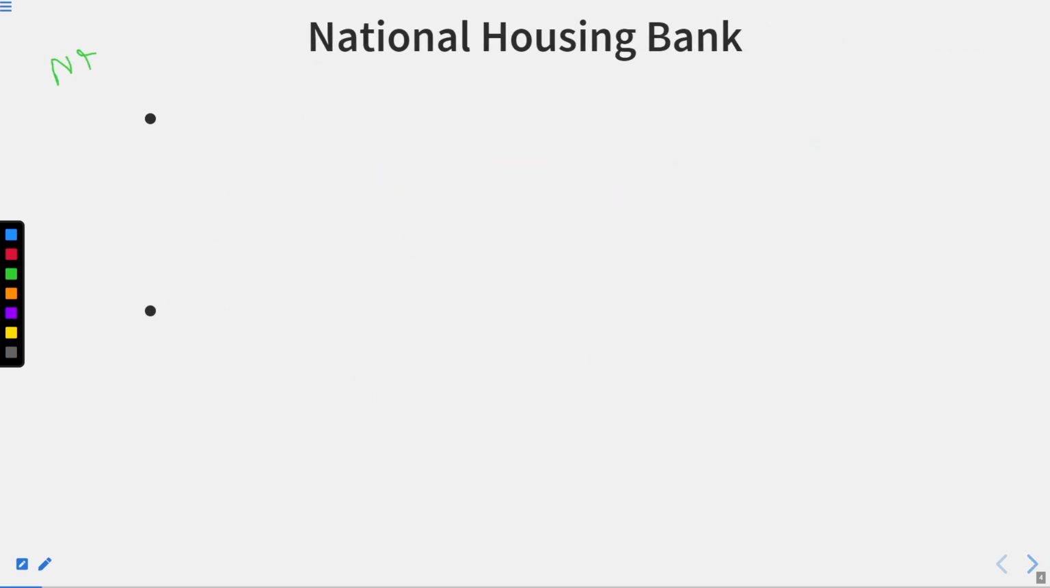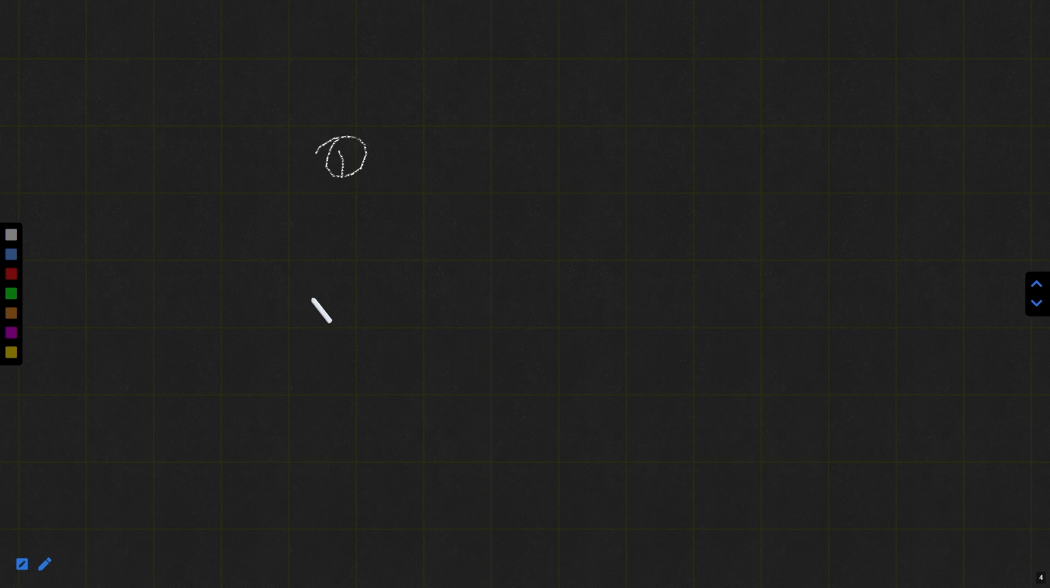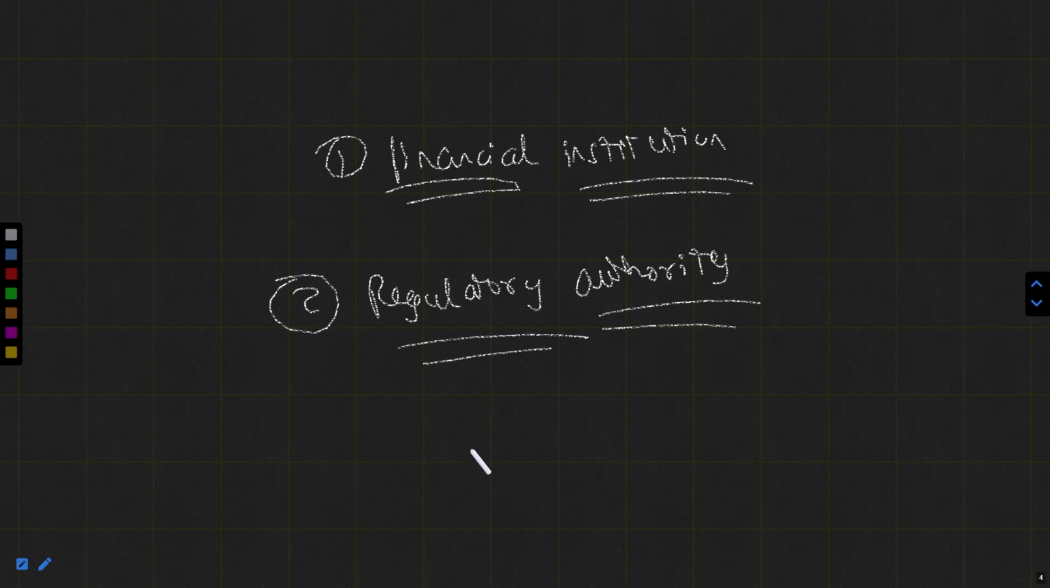So NHB stands for the National Housing Bank. It's the full form of it. Second, if we begin the introduction part: the National Housing Bank, NHB, is a financial institution and a regulatory body. So here we have two things. The first thing is that NHB is basically a financial institution. Second is the regulatory authority. So there are 2 points here.